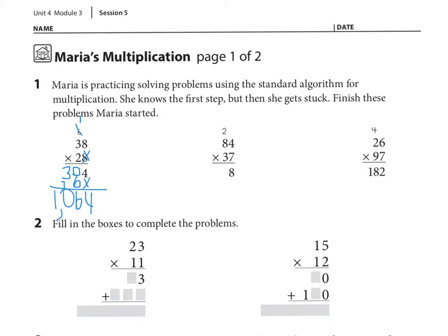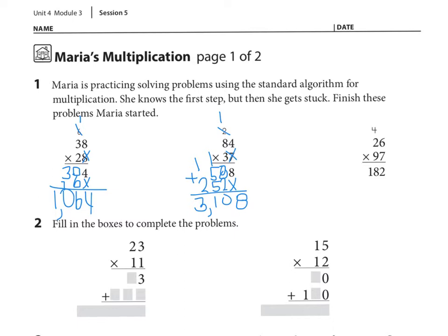7 times 4 is 28. Then we move to 7 times 8 is 56, plus 2 is 58. We're done with the 7, so we hold our place value. 3 times 4 is 12. 8 times 3 is 24, plus 1 is 25. We add our partial products. Oh, the answer is 3,108.